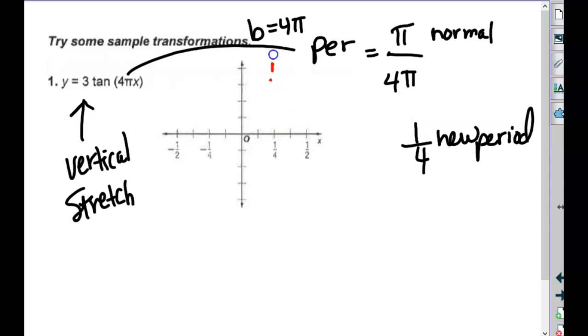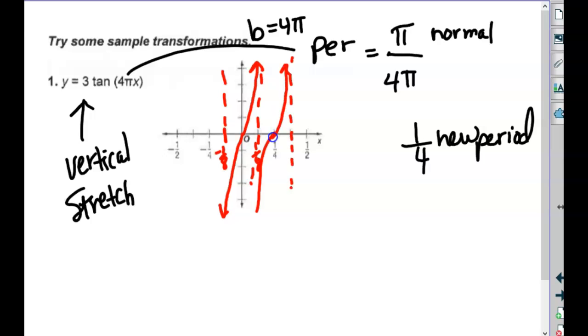1/4 means it's finishing a whole cycle by 1/4. So 1/8 is the asymptote, and then the down branch would be between 1/8 and 1/4. And on this side, we'd have negative 1/8. Those are where the asymptotes are. So where would this next asymptote be? Negative 3/8 or positive 3/8, yep.